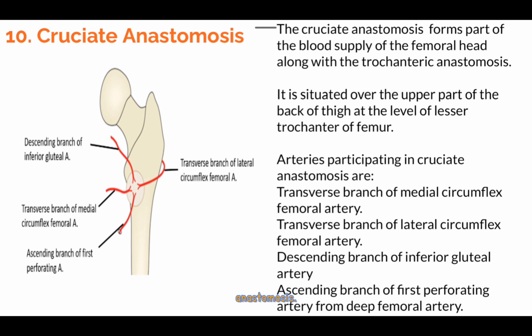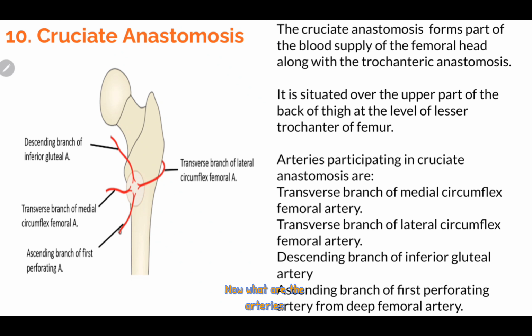Moving on to cruciate anastomosis. It is also the same, it also provides blood supply to the femoral head, along with trochanteric anastomosis. So the trochanteric anastomosis and cruciate anastomosis both provide the blood supply to the head of femur. Now where is it situated? It is situated in the upper part of the back of the thigh at the level of the lesser trochanter of femur. See, along the lesser trochanter of femur, this cruciate anastomosis is situated.